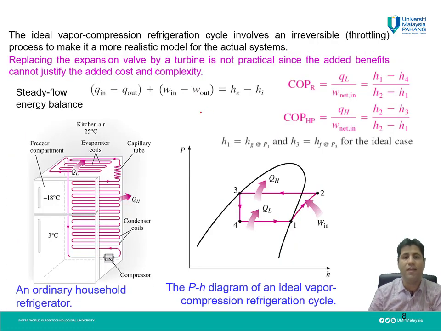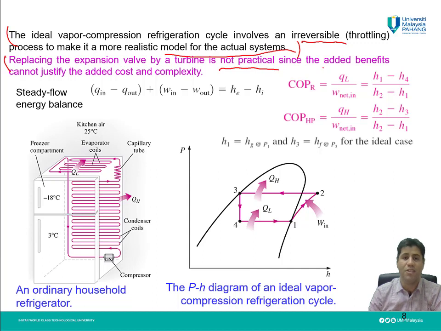Then how can we find COP for this cycle? The ideal vapor compression refrigeration cycle involves an irreversible throttling process in the expansion valve, to make it a more realistic model for the actual system. This is what I told you and what I have already shown you in the previous slide. Then replacing the expansion valve with a turbine is not practical.